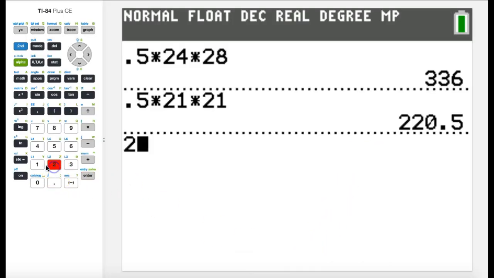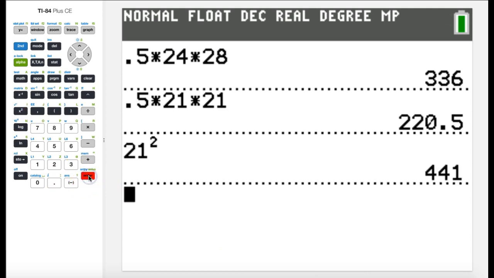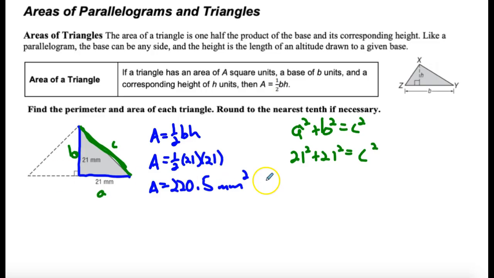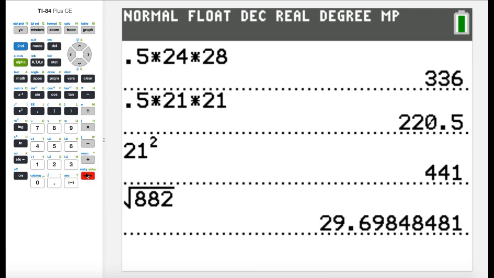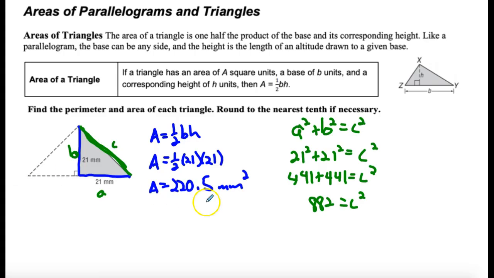Then do 21 squared in the calculator. That's 441. So we'll have 441 plus 441 equals c squared. That'll be 882, and we can take the square root of 882. The square root of 882 is 29 point, if we round to the nearest tenth, that would be 29.7. So my missing side is 29.7.